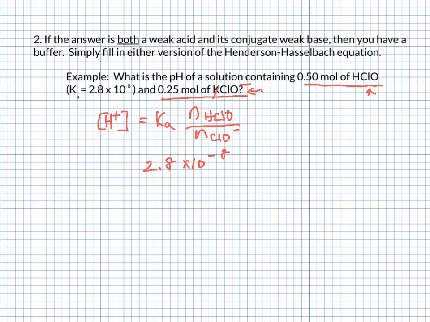So once you discover that something is a buffer, it actually becomes quite easy. You just plug in here. And then once you've got your H plus, you find your pH, and your pH here is 7.25. So pretty easy as far as that kind of problem.